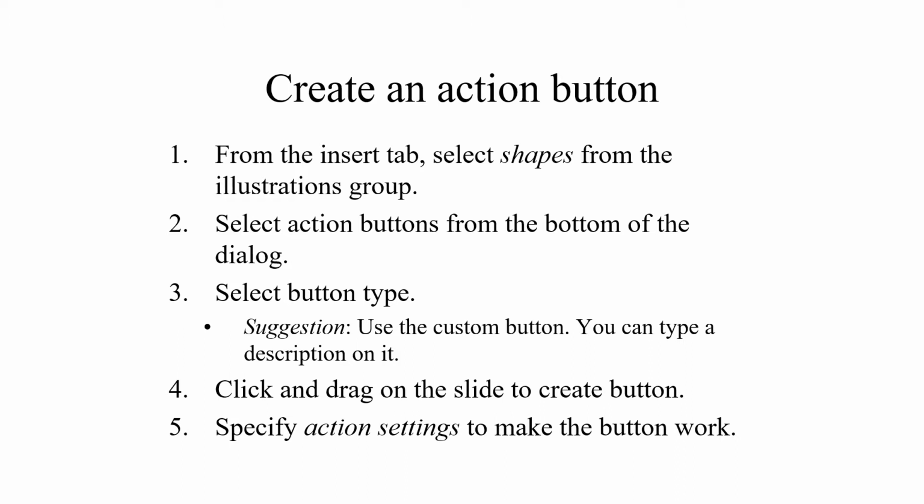Now there are a number of button types with various icons on them that imply specific types of action. But I suggest that you can also use the custom button. In other words, that's a blank button without any icon, and you can type text on there to create a description on it. And then simply click and drag on the slide to create the button, and then the Action Settings dialog will open up, and you can specify specific actions to make the button actually work. Let's go out and experiment with a few.